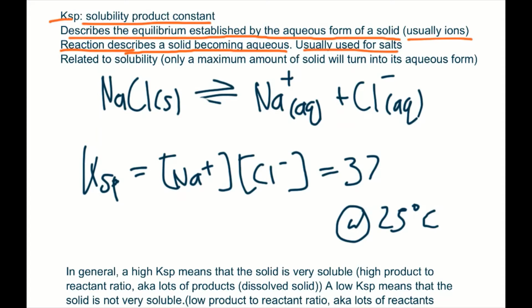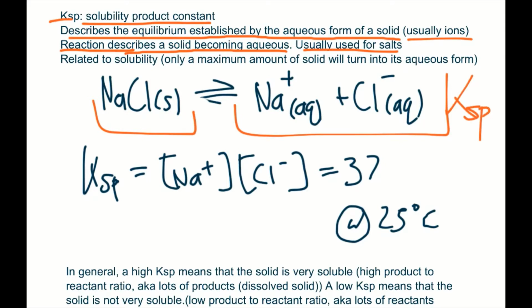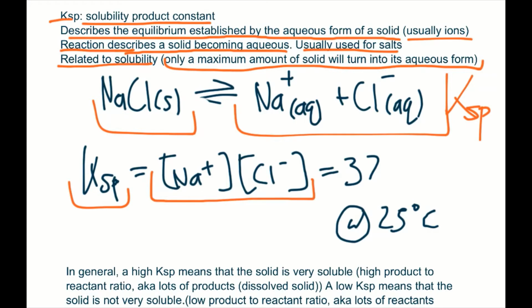So for example, sodium chloride, the solid, is becoming aqueous and splitting up. And that's what Ksp stands for. So the K of this reaction would be the Ksp. Now, this is related to solubility because only a maximum amount of solid will turn into its aqueous form, as you will see soon. So the Ksp is equal to the concentration of essentially the products, since the reactants are always solids and solids are not in the equilibrium expression. So because of that, Ksp is equal to the concentration of sodium ions times the concentration of chloride ions.